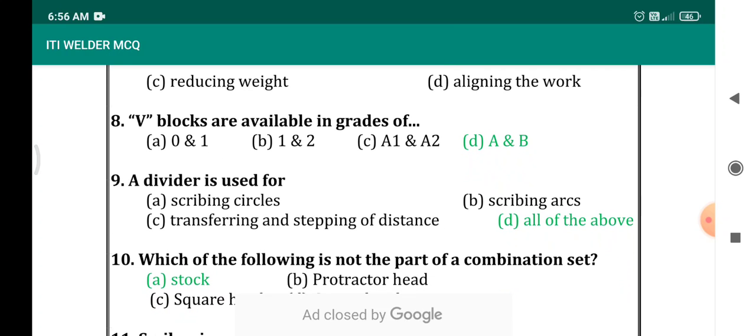The V blocks are available in grades of. There are two grades available for V block: grade A and grade B. The options are 0, 1, 2, A1, A2, A and B. The correct answer is A and B.